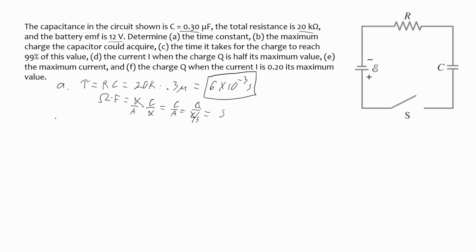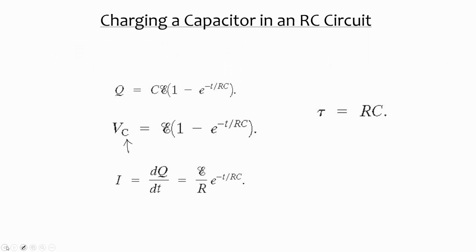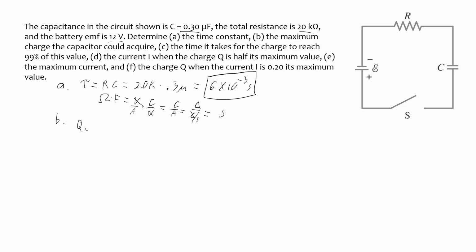For part B, we want to know the maximum charge, and so if you look back at our equation here, well, the maximum charge is when t gets large, this term goes to 0, so you just have 1 times this. So C times E is going to give us our maximum charge, so I'll go ahead and write that. Qmax equals the capacitance times the battery voltage, which again is a nice simple calculation. 0.3 times 12, which gives you 3.6 microcoulombs.